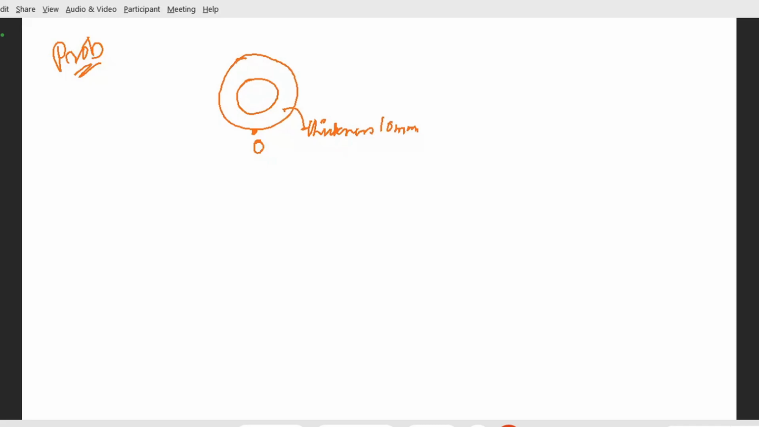Okay, and now we have two diameters, one here and another here. The internal circle diameter, this one, is 0.125. And when it has a thickness of 10 mm, that means the external will be 0.125 plus, in meters, 0.01 meter. So the external will be 0.25 meters.